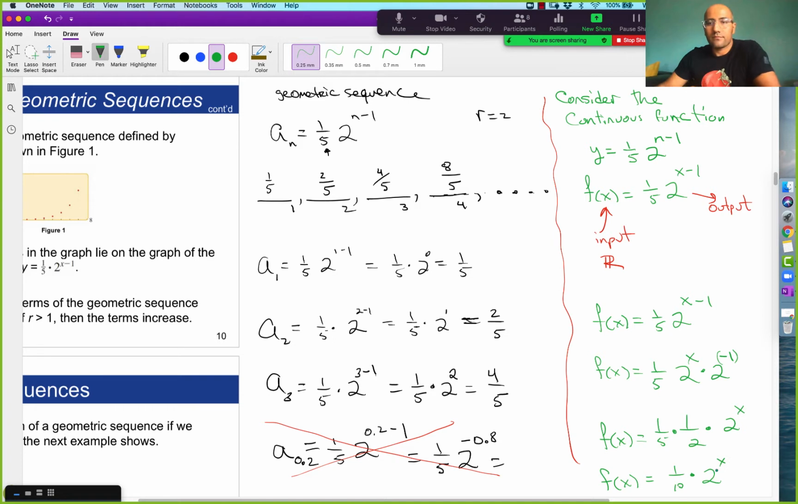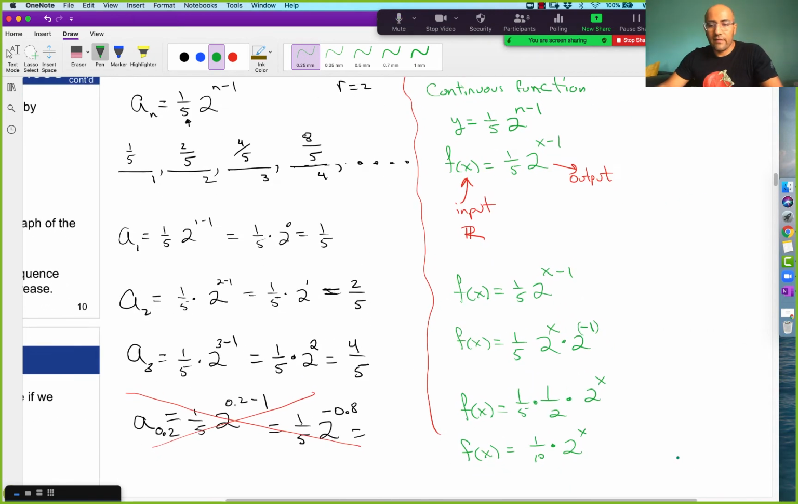Good. Well, then that's just an exponential function with base 2 and some constant 1/10 in front of it. So if you remember the graphs of exponential functions, you would remember that an exponential function that has a base that's bigger than 1 will have a general shape that looks like this. The graph of any exponential function that has a base bigger than 1 has a shape that looks like this.